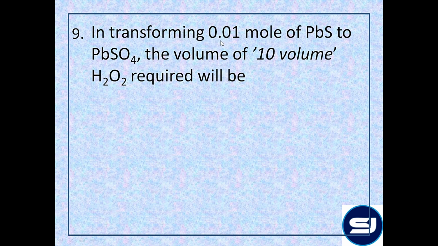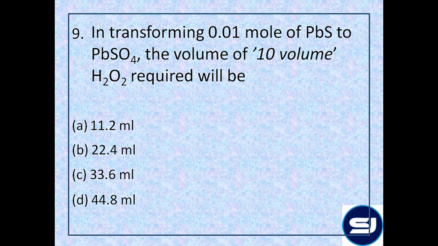In transforming 0.01 mole of PbS to PbSO4, the volume of 10 V H2O2 required will be 11.2 ml, 22.4 ml, 33.6 ml, 44.8 ml. Just look at the question. First of all, we have to relate the reaction of PbS with peroxide forming PbSO4. Then from 10V, we have to find out the actual volume of the peroxide which would be required for this particular transformation.